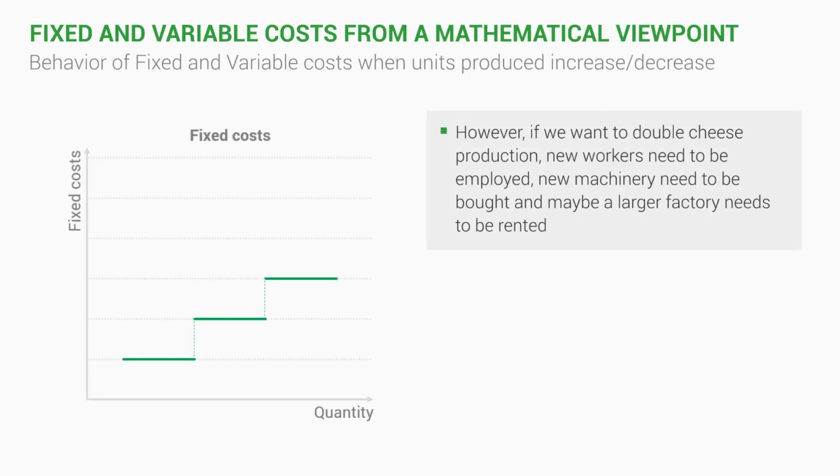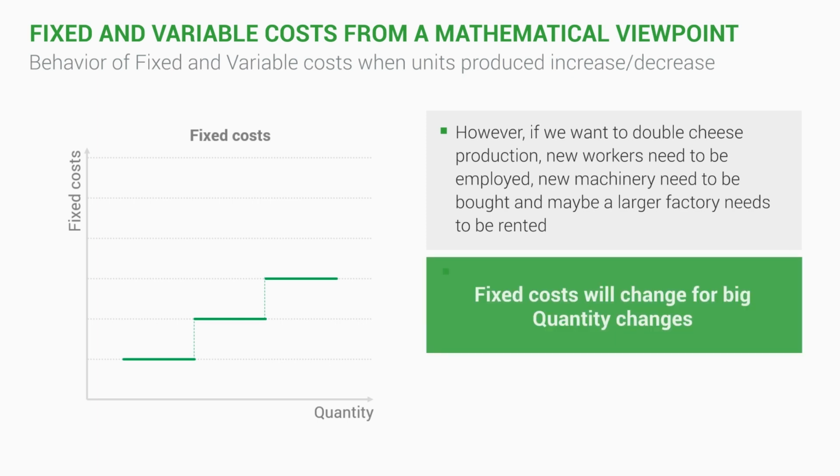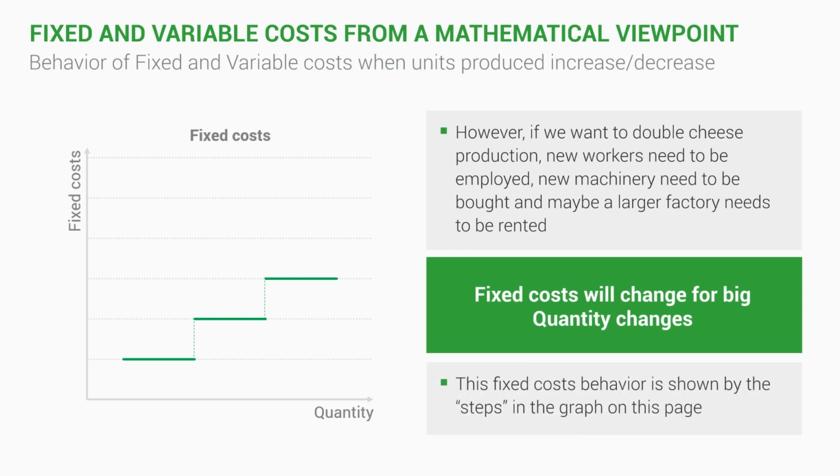However, if the factory is doing well and wants to double cheese production, new workers will need to be hired, new machines bought, and perhaps a larger factory space rented. Thus, fixed costs will, in fact, change with large changes in the quantity of production. This behavior is shown by the steps in the graph here.